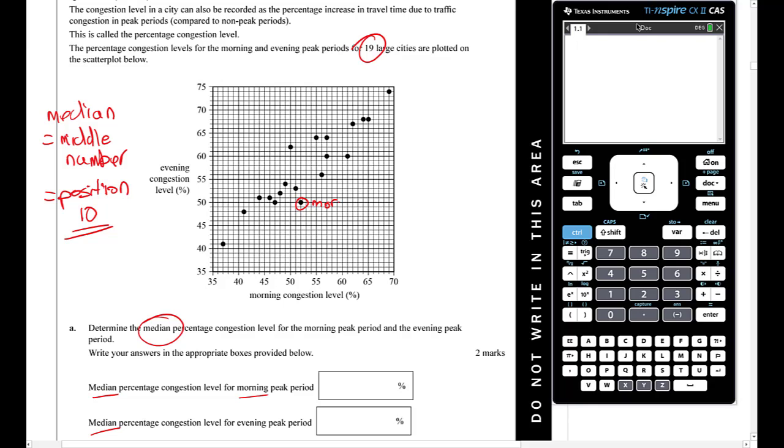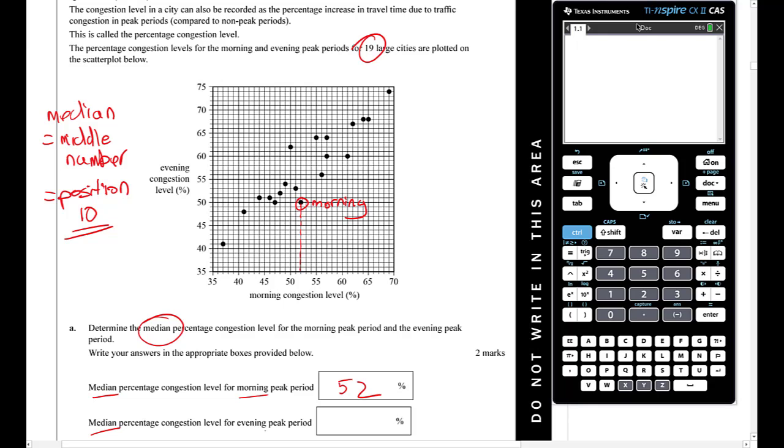Let's just call it morning so I can label it. Okay. And if I read down, that's going to read down here. And these are in 1% increments, so that's going to be 52%.